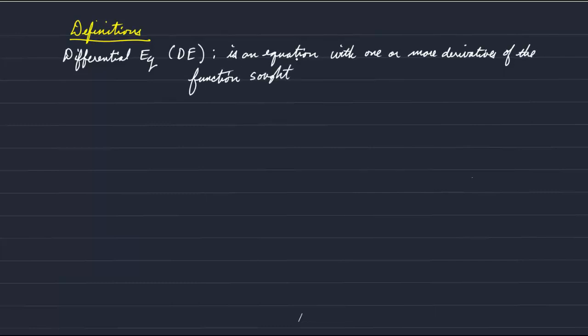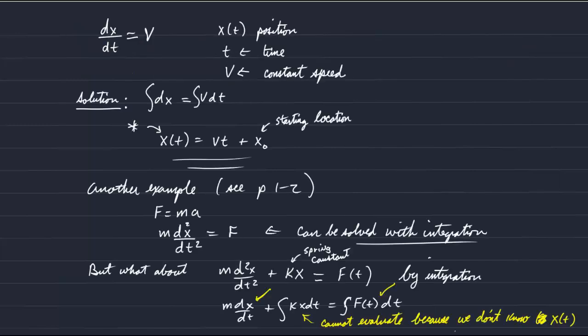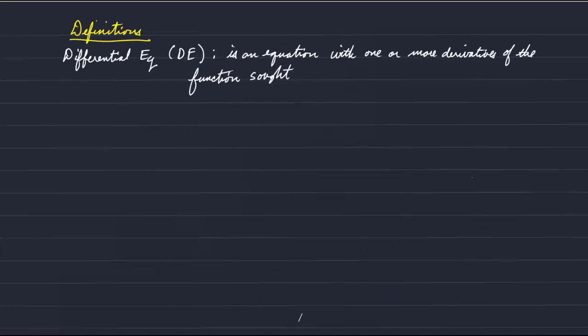So when we have one or more derivatives of a function, in the previous case the function was x. Here we have a second derivative of x. If we have a function involving derivatives, then the branch of study used to solve those types of equations is called differential equations.